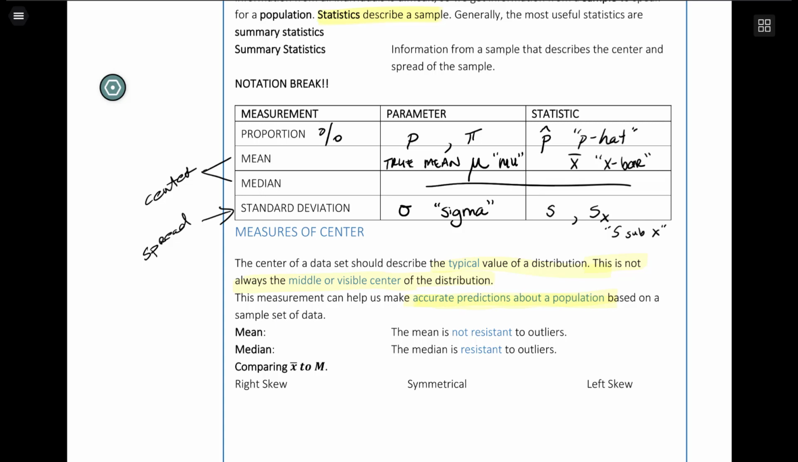Okay, so the two different measures of center we use are the mean and the median. The mean is not resistant to outliers, but the median is resistant to outliers. What do we mean? Let's actually take a look at a brief example to try and describe that.